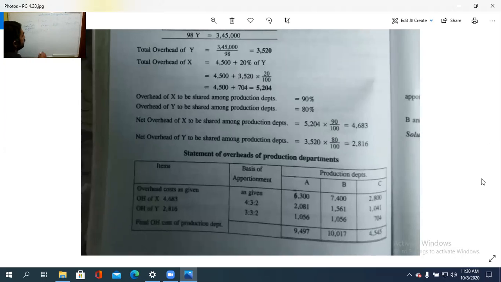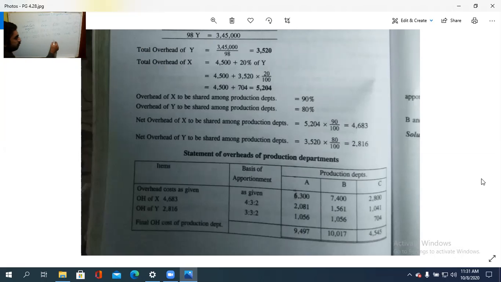Share 4683 in the ratio 4:3:2. So how much is it coming? 2081, 1561 and 1041. And overheads of y, how much is it? 2816 is the amount. That 2816 is to be apportioned among 3:3:2. Okay, 3 plus 3 plus 2, 8. 3/8, 3/8 and 2/8. So it is 1056, again 1056, and the last is 704.